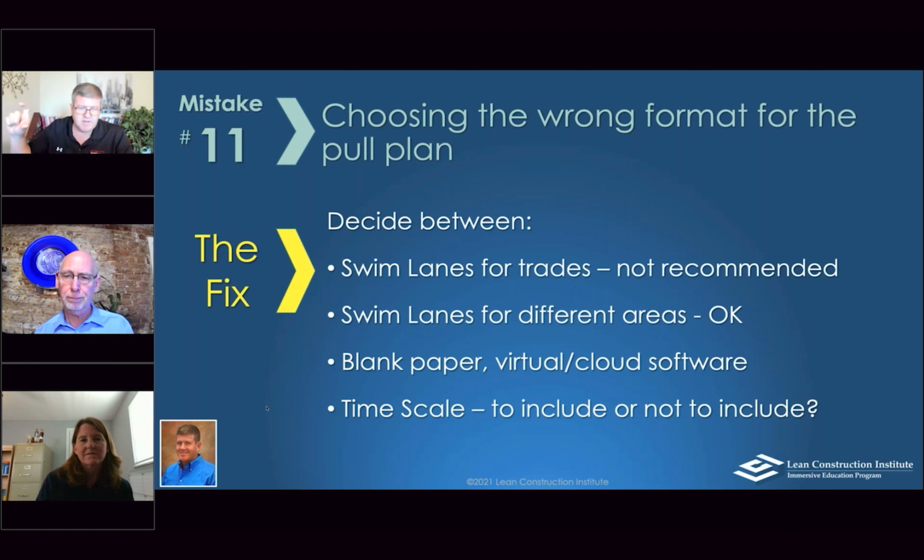Like, here's our first floor, and then another swim lane for the second floor, or the other building, or the other piece of the design. So it's fine for that, but I don't like putting it in different swim lanes by responsible party, because you can't see the relationship very easily.